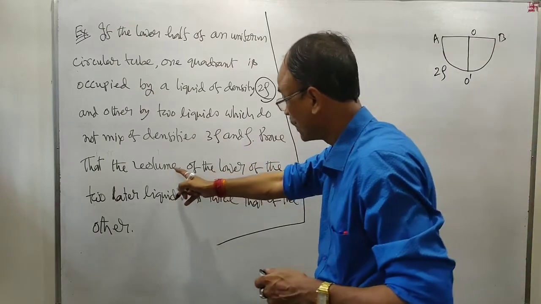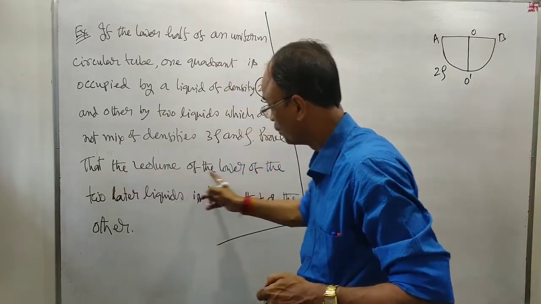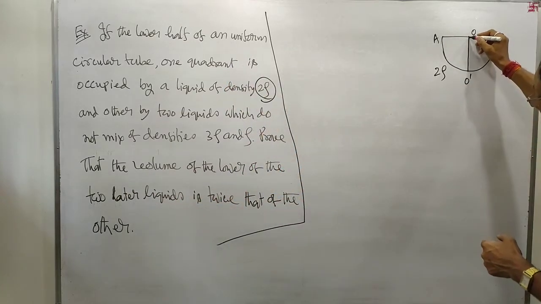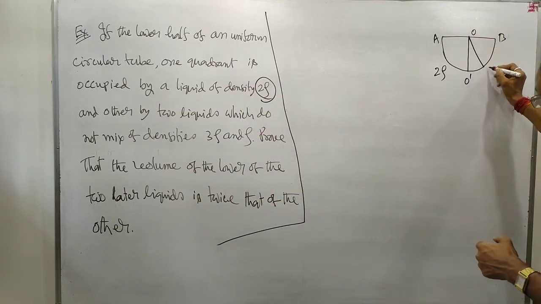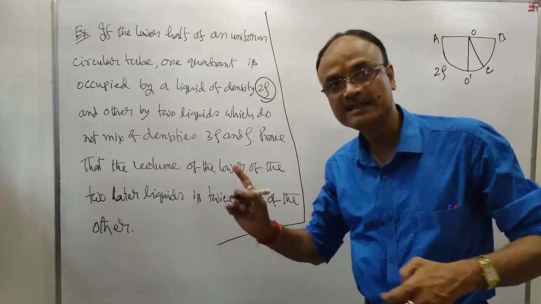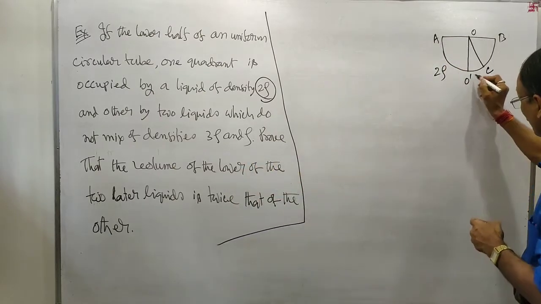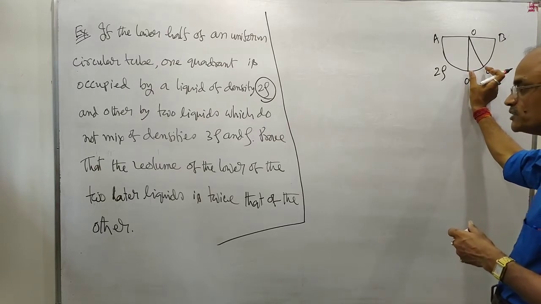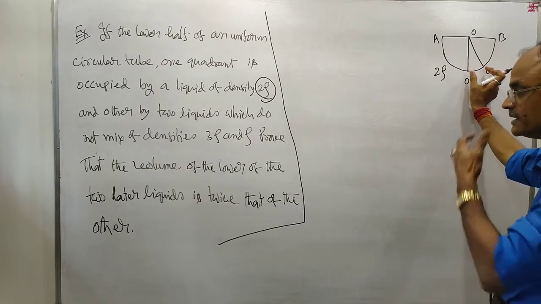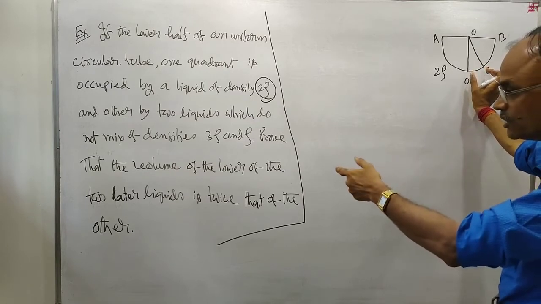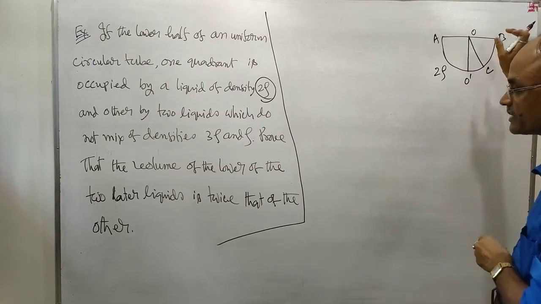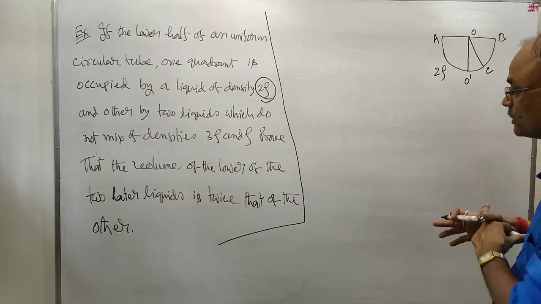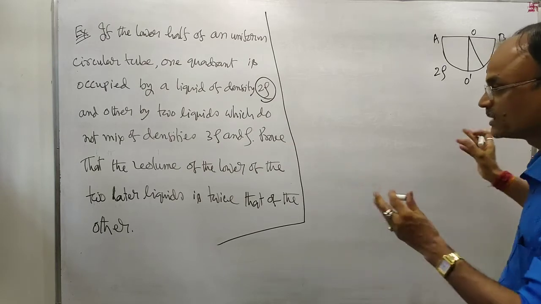And we have to show? We have to prove that the volume of the lower of the two liquids, suppose C is the surface of separation, O dash C, the volume of this portion, is twice that of the other.